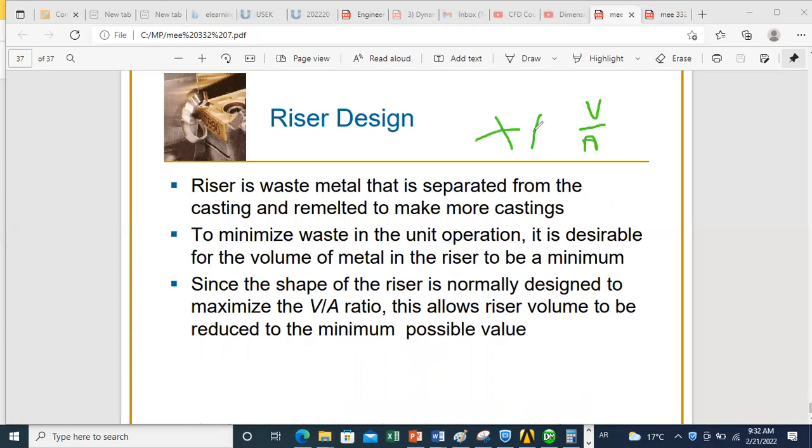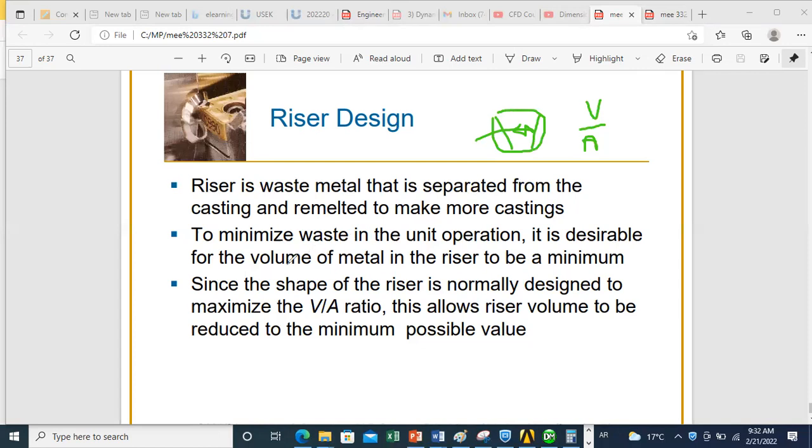So its solidification time should be higher than the solidification time of the different parts of your cavity. But also this material, we should not make it too large in volume, because this is a waste metal. We will not reuse all of it; in the end, the riser part will be trimmed, will be cut. So this is a waste in the unit operation.